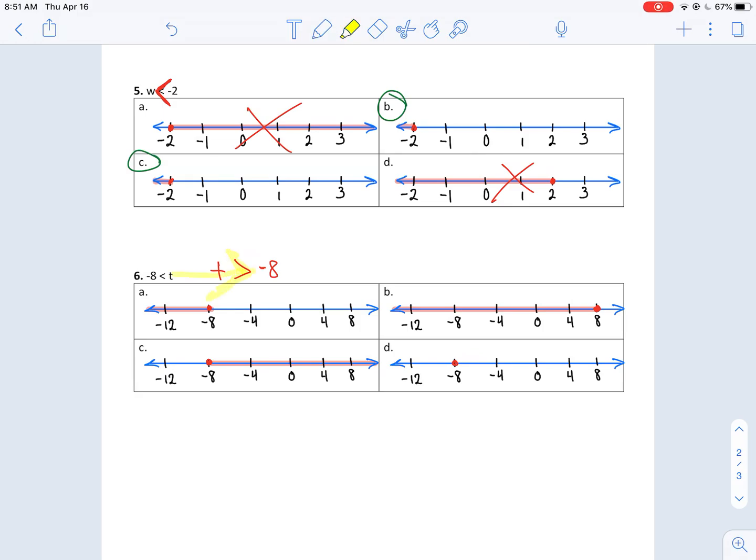All right, and number 6. We got variables not on the left, so let's rewrite this. T, -8, and it was opening toward T. So I want to shade to the right from -8. Okay, well, let's see. A shades to the left. B shades to the left. C starts at -8 and shades to the right. And D does not shade at all.